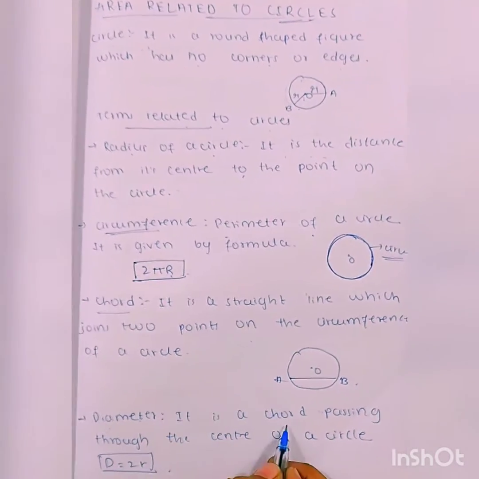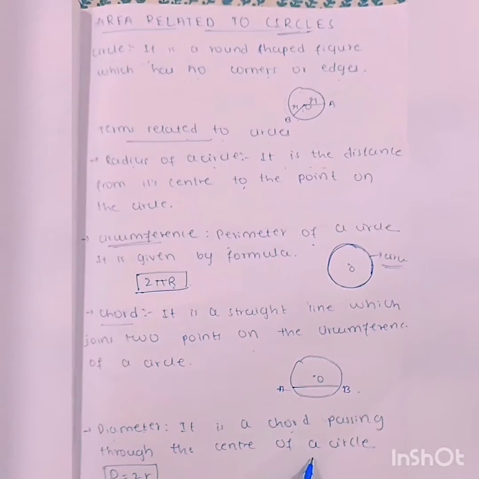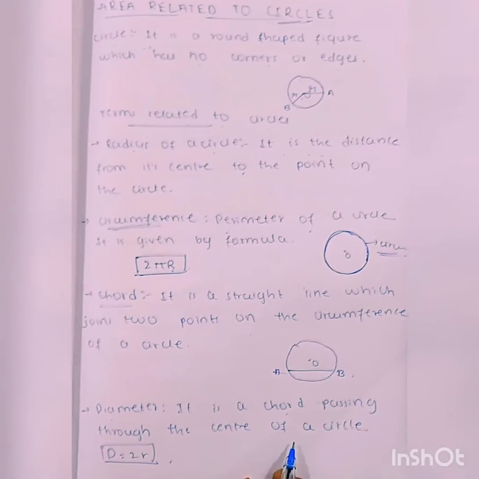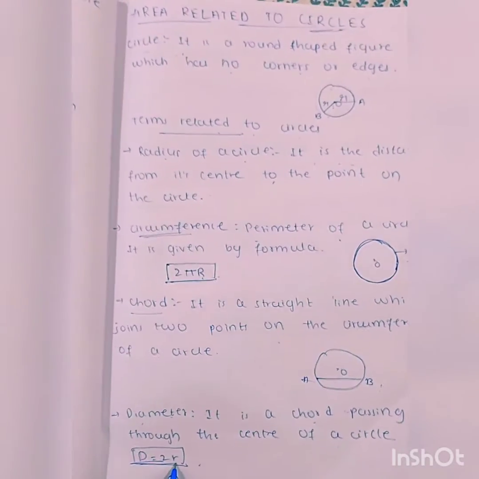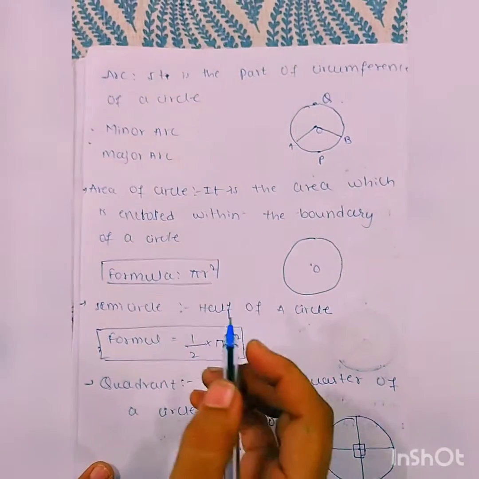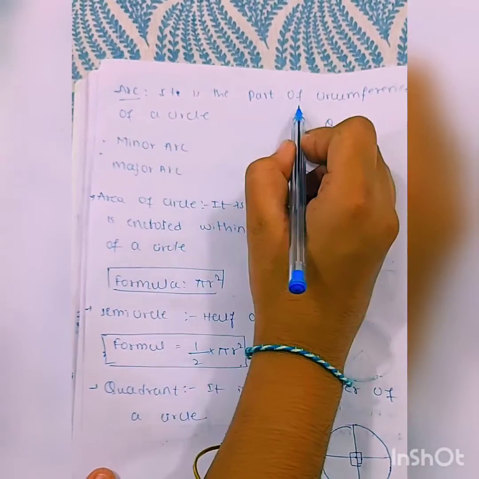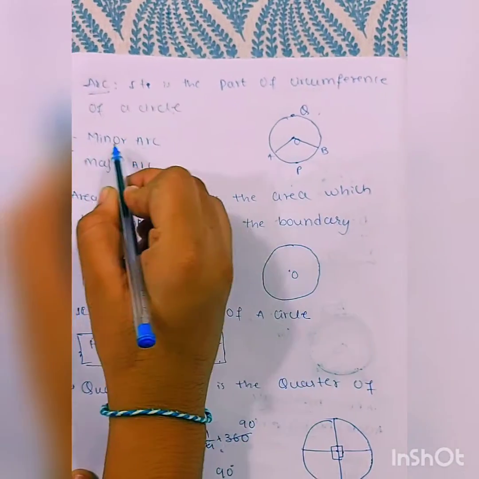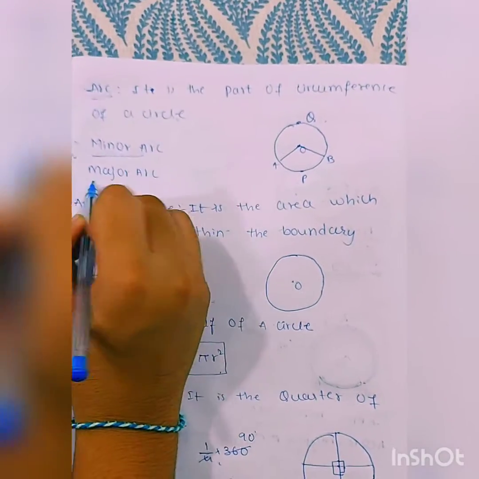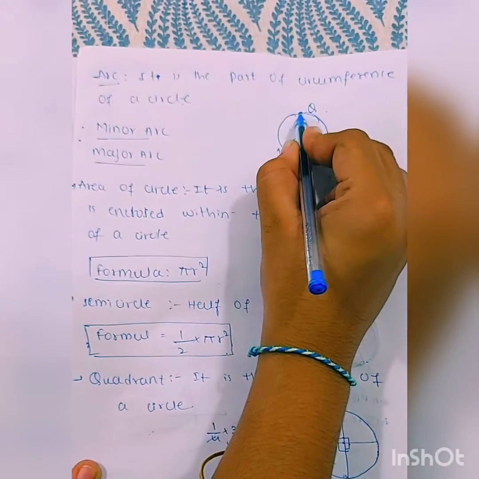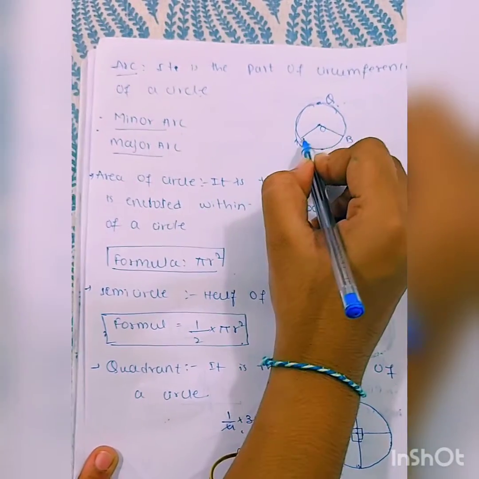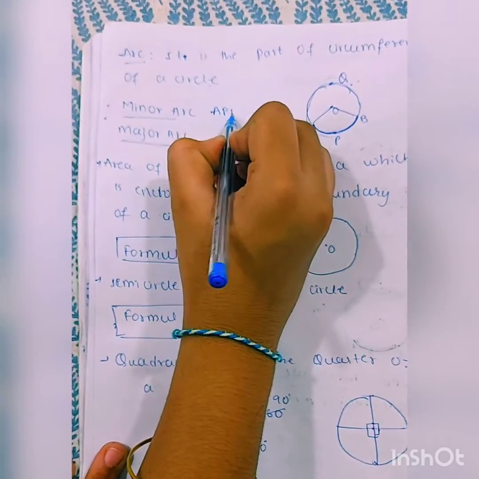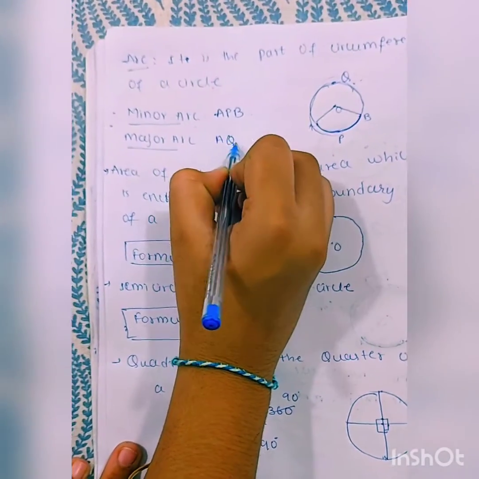Diameter. It is the chord passing through the center of a circle, and a point to remember here is diameter is the biggest chord of a circle and diameter is twice the radius. Arc. It is the part of the circumference of a circle. And we have two types of arc, that is minor arc and major arc. So as we know that this is the circumference of a circle and the part of it is called an arc. Here APB is minor arc and AQB is major arc.